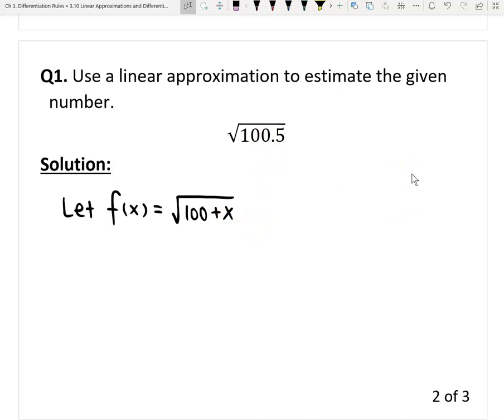If you want to use the square root of x, of course, it's still similar, but we need to change a little bit. Now we will have what we need to find. The square root of 100.5 is just evaluating the function at 0.5. That is true. So now can you see? This is just an evaluation of f, right?